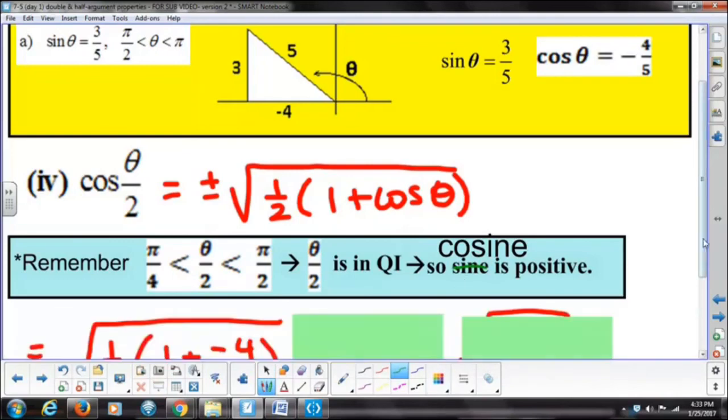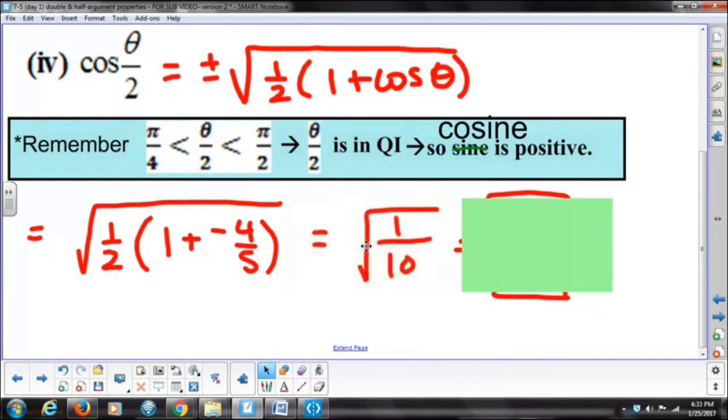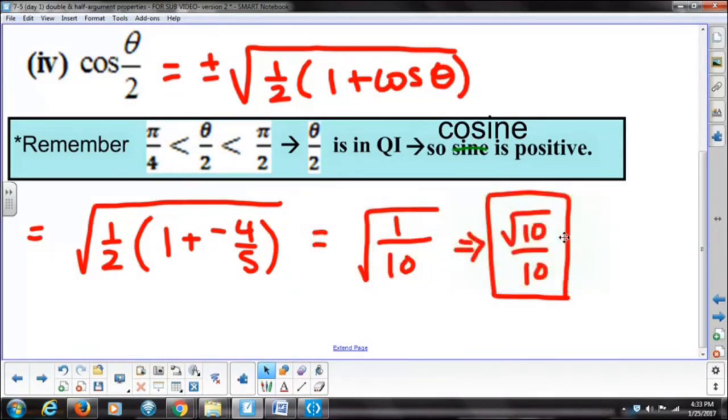So you can rewrite your formula without the plus or minus symbol because we know it's positive. And then you plug in the values. Cosine of theta is -4/5. And then when you simplify this one, you get the square root of 1/10. And again, 1 is a perfect square. And then you rationalize it, you're going to get square root 10 over 10.